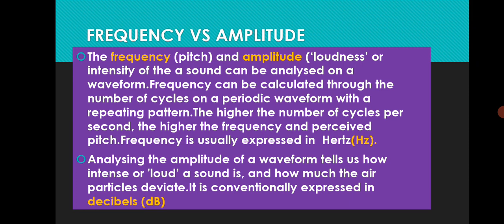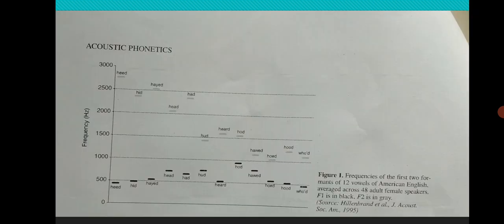Frequency can be calculated through the number of cycles on a periodic waveform with a repeating pattern. The higher the number of cycles per second, the higher the frequency and perceived pitch. Frequency is usually expressed in hertz, capital H and lowercase z. Then analyzing the amplitude of waveforms tells us how intense or loud a sound is and how much the air particles deviate. It is conventionally expressed in decibels, a small d and capital B.